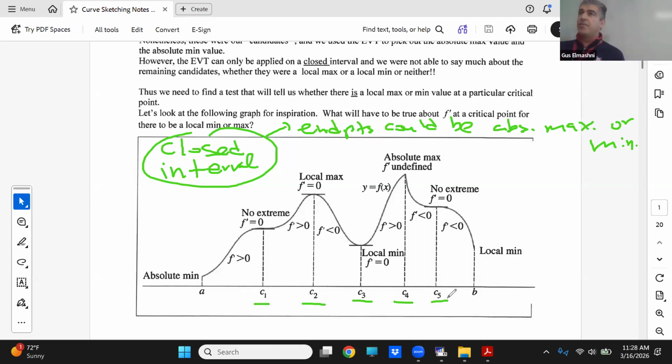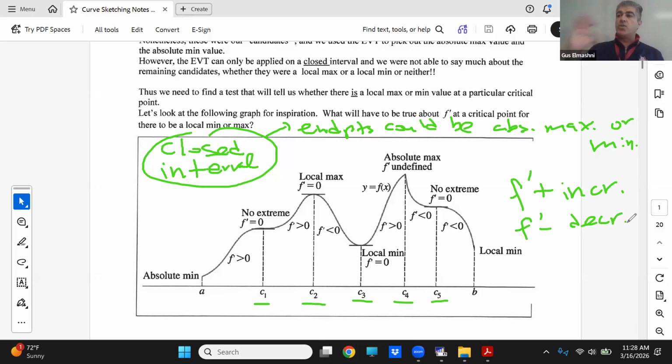We did have this discussion in our first unit back in August and September, increasing, decreasing. So essentially, when F prime is positive, we're increasing. It's like you're going up the roller coaster. When F prime is negative, you're decreasing. You're going down the roller coaster. When you see that transition, that's when you have local extrema.